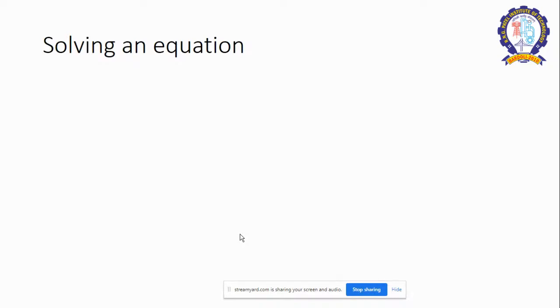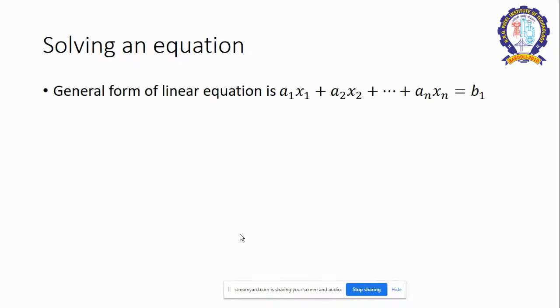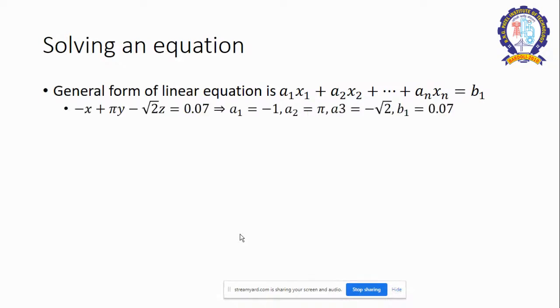Next is how to solve equations. First, what is an equation and how it can be formed. The general form of a linear equation is a1x1 + a2x2 + ... + anxn = b1. Take the example −x + πy − √2z = 0.07. Comparing with the general form, a1 = −1, a2 = π, a3 = −√2, and b1 = 0.07.